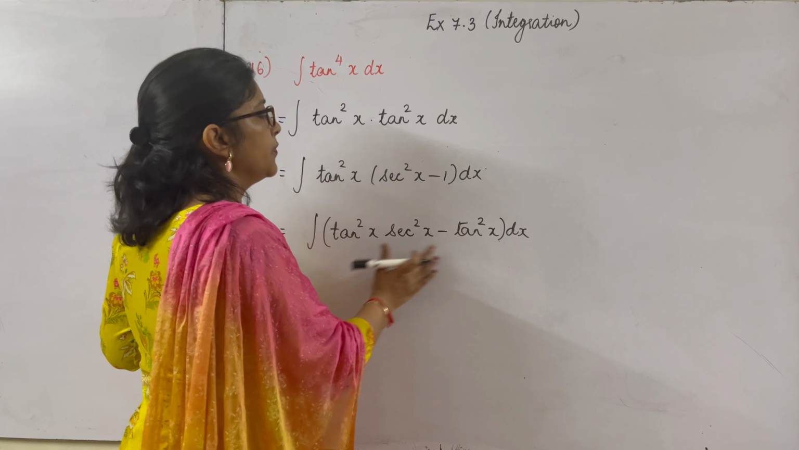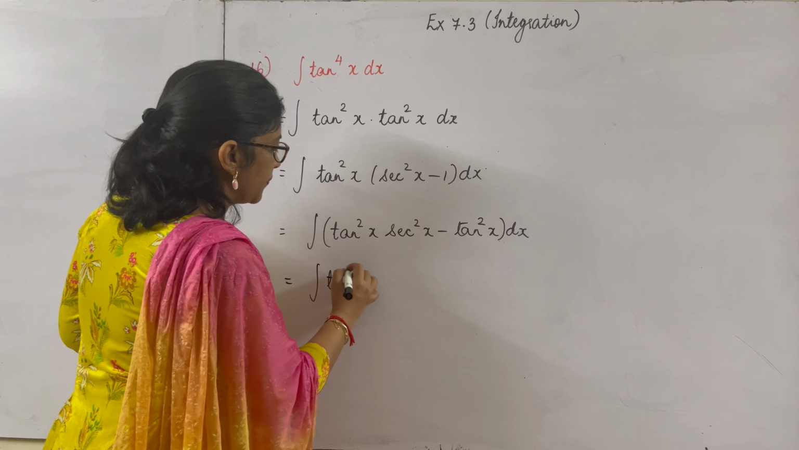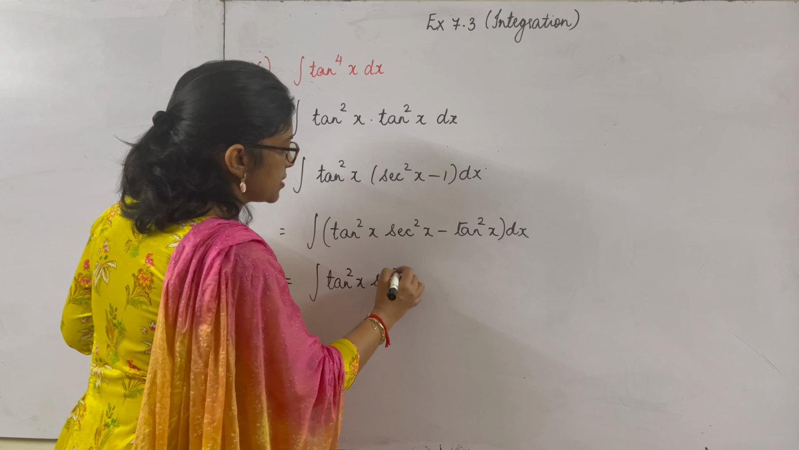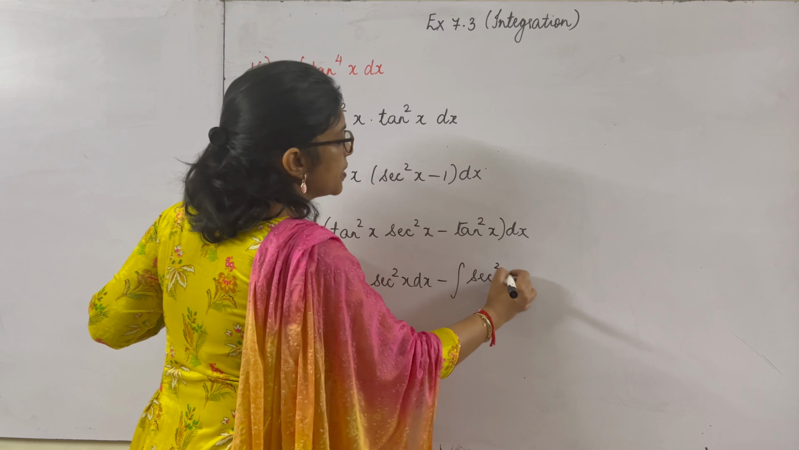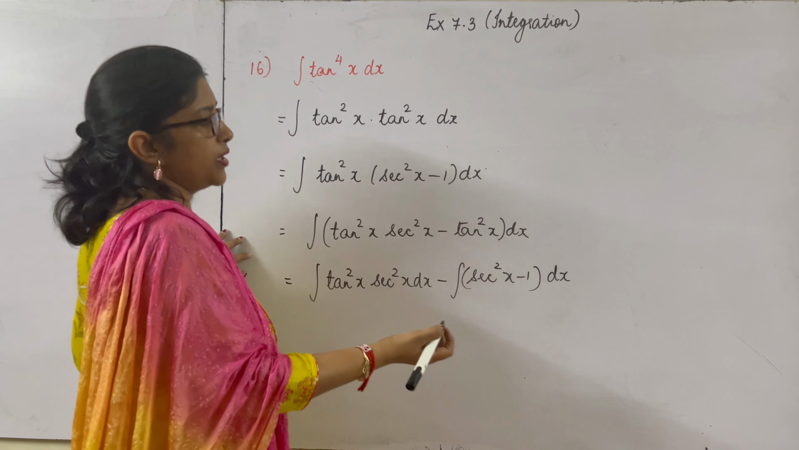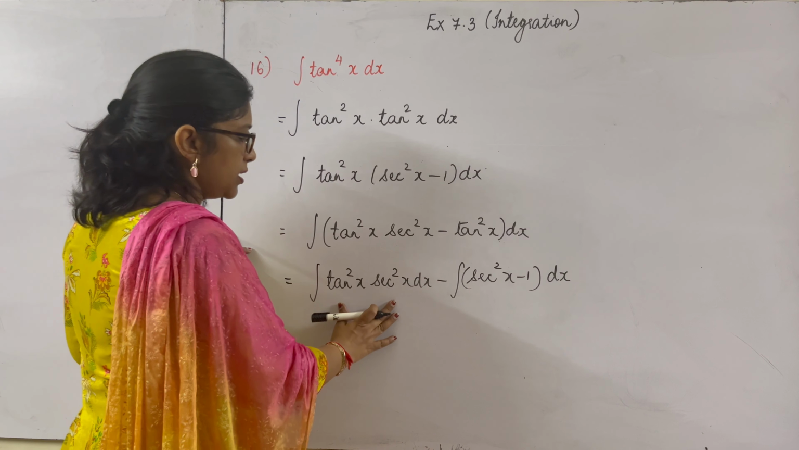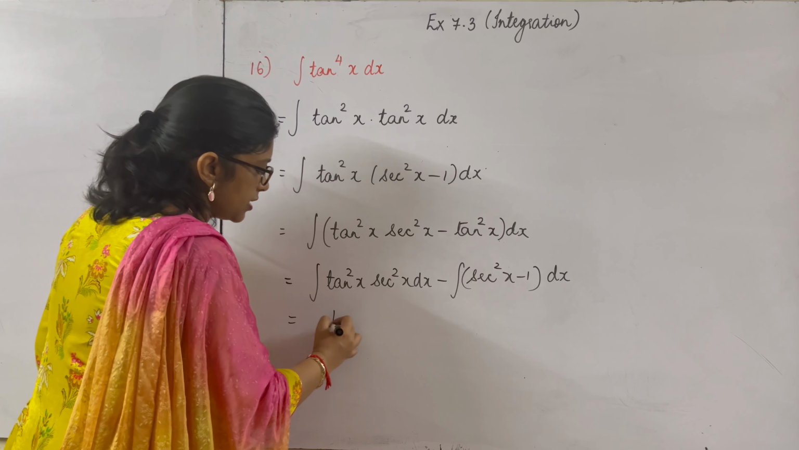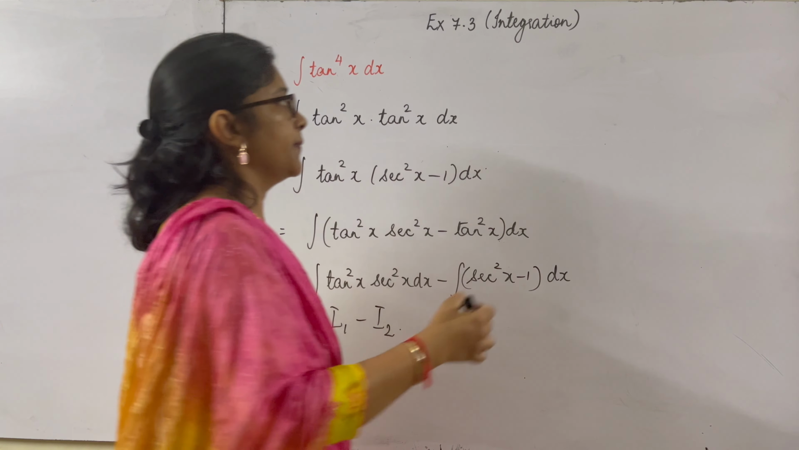So, this is done. For this one further we can write, so let us write this as tan square x into sec square x dx and the other one is sec square x minus 1. We know we cannot integrate tan square x directly, we have to apply the formula and then integrate it. So, this integration will be possible. Let us call this as I1 and the other one is I2. Let us solve this separately.